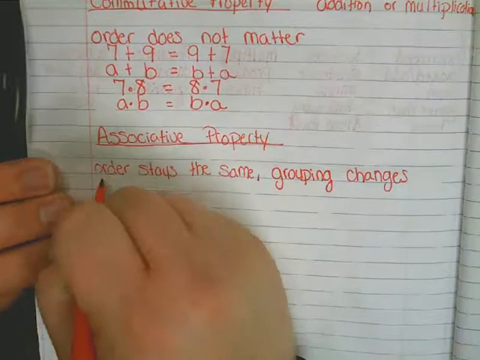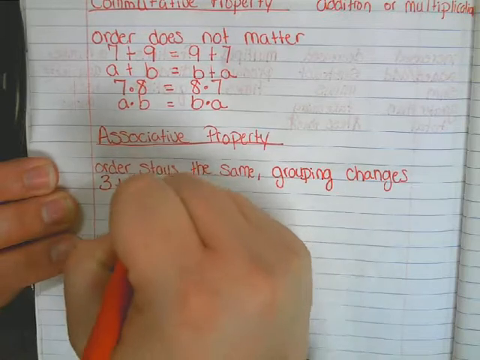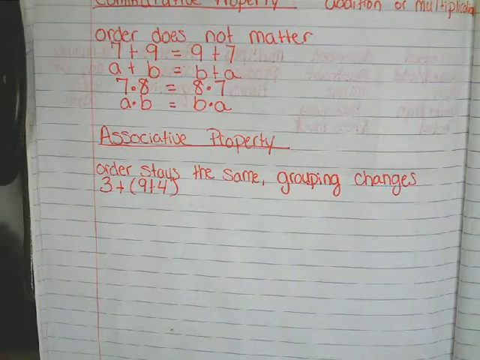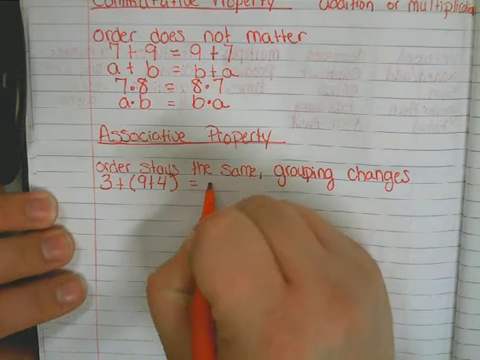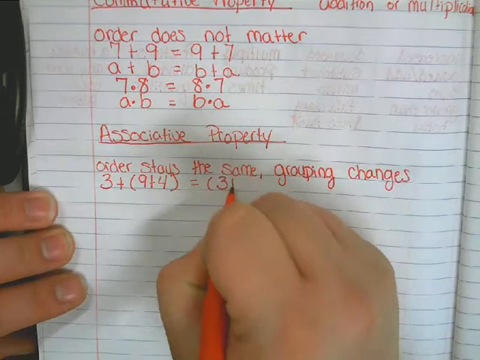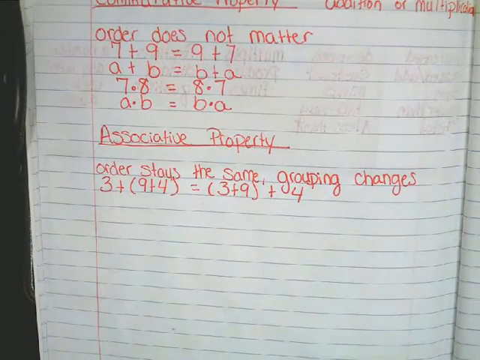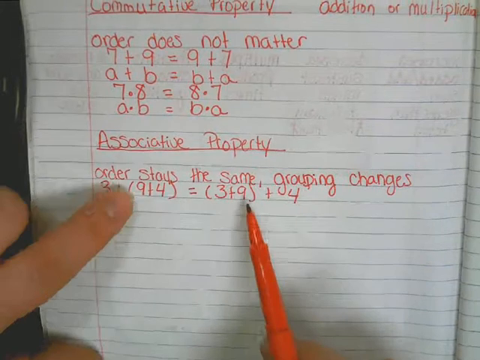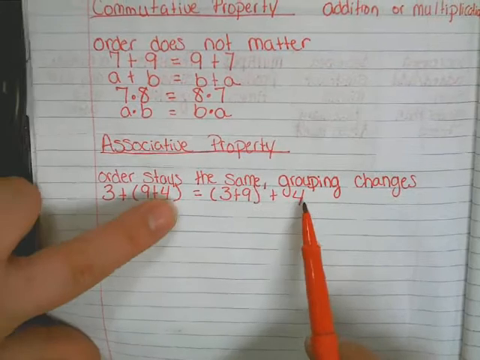So let's look at 3 plus, in parentheses, 9 plus 4. So with associative property, my order has to stay the same. So that's going to be equal to, in parentheses, 3 plus 9, plus 4. So you see how the numbers stayed the same in the same order. I started with a 3, then I had a 9, then I had a 4. The order stays the same.